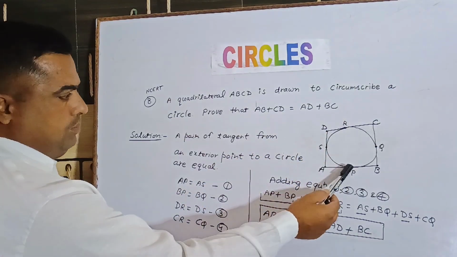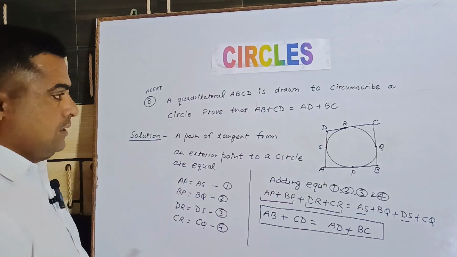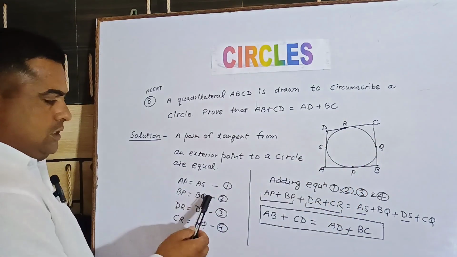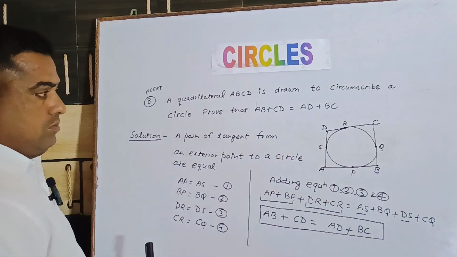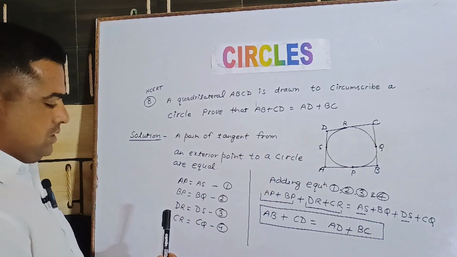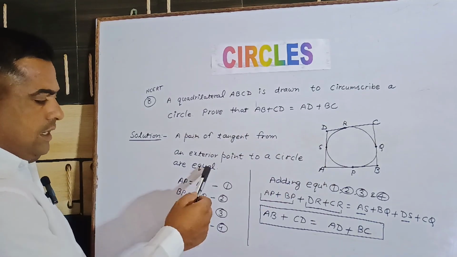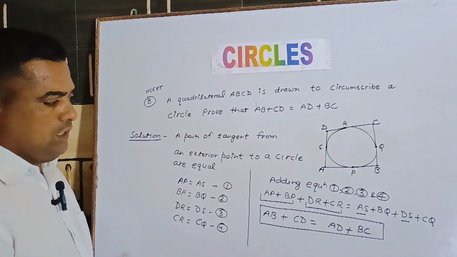We have written here AP equals AS. This is equation number 1. BP equals BQ. This is equation number 2. CR equals CQ. This is equation number 4. DS equals DR. This is equation number 3. So we are adding equations 1, 2, 3 and 4.